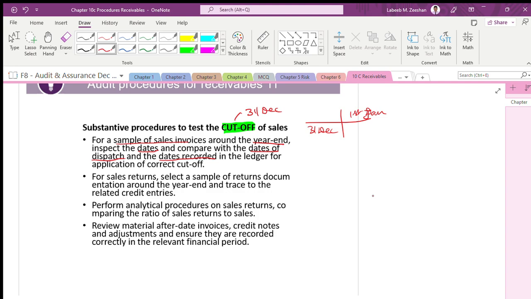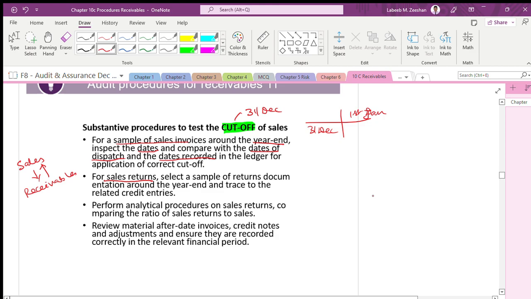You are going and ordering your furniture today at a home center, and you pay the amount, but you will receive it after 3 days. That's a different case. When you are paying, that is very important for cutoff: when it has been recorded, when it has been dispatched. It is not only for the sales. Sales returns too. We told you in the beginning, whenever we are talking about receivables, sales will go together. Sales to receivables and receivables to sales.